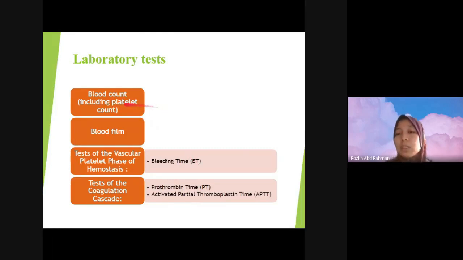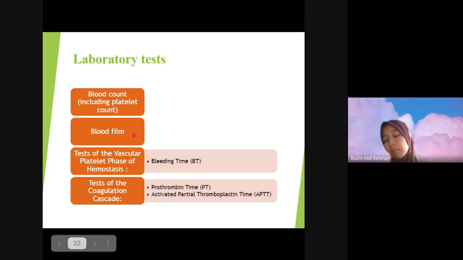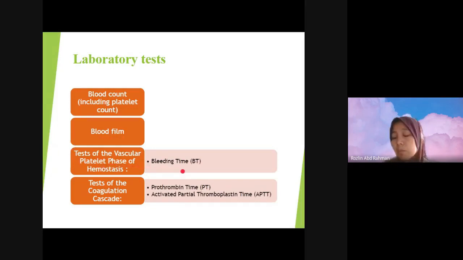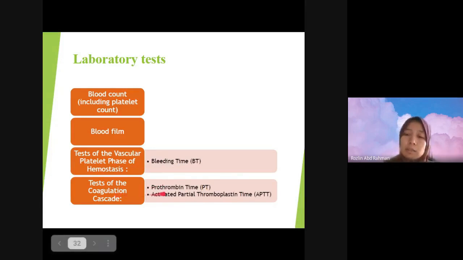Okay, full blood count. So kita of course want to look at the platelet count. We can do blood smear ataupun blood film if we suspect that the patient kalau ada bone marrow problems ke apa. Okay, any infiltrative disorders ke, or we can look also to test the vascular platelet phase. Kita boleh check for the bleeding time. Bleeding time selalunya melibatkan platelet, and we can check for the coagulation cascade. Sama ada we do PT or APTT.